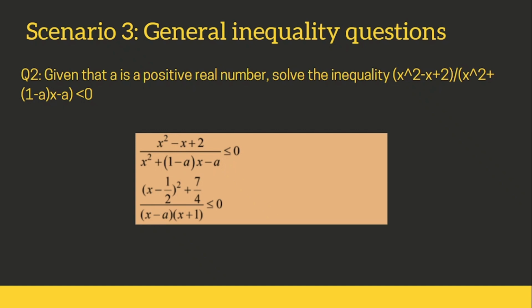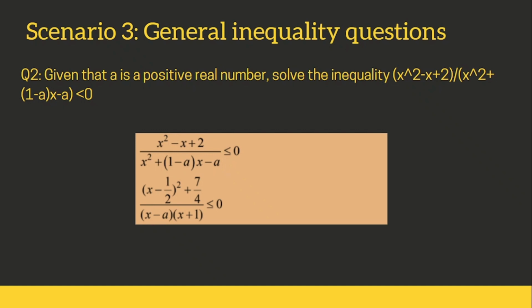And the thing is that for that numerator, it's always going to be positive. The thing is that x minus half all square is always greater than or equal to 0. Then your 7 over 4 is always positive. And so if your numerator is always positive, in order for your left hand side to be less than or equal to 0, that means your denominator has to be the one that's negative. Because if it's positive, the entire left hand side will be positive.